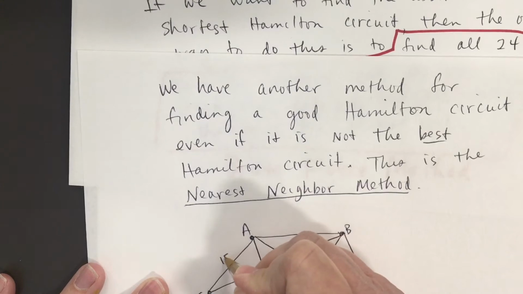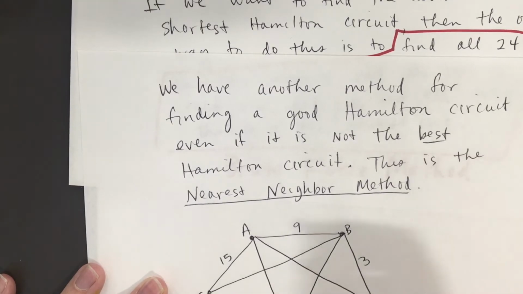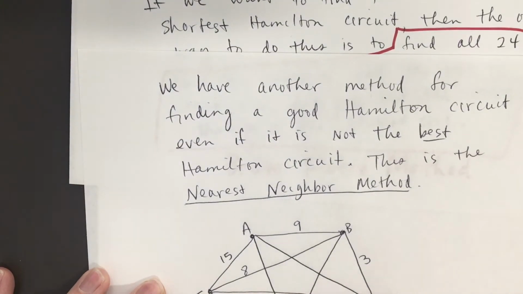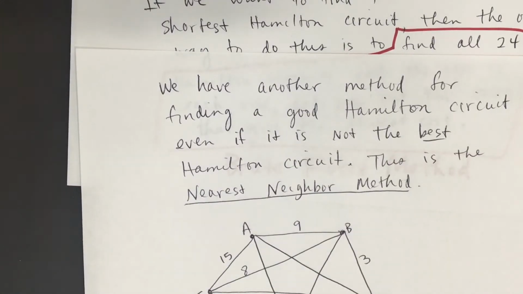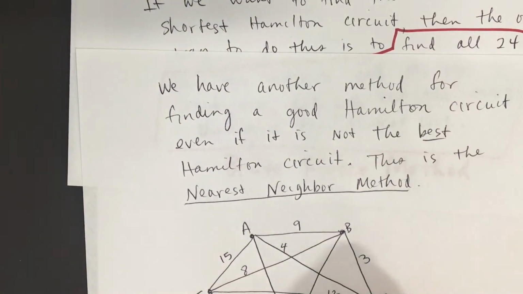See, A to E was 15. A to B is 9. B to C is 3. D to C is 7. E to D is 3. E to B is 8. A to D is 10. I missed a line, didn't I? Oh, I'm going to scratch that out just because it's hard to tell which one it's next to. I'm going to write it a little bit lower. A to D is 10. E to C is 12. A to C is 4. B to D is 19.